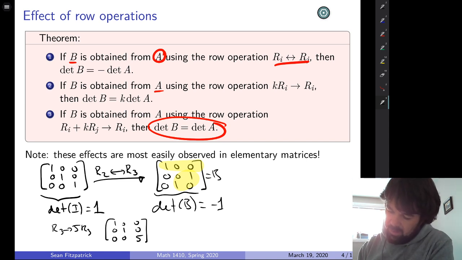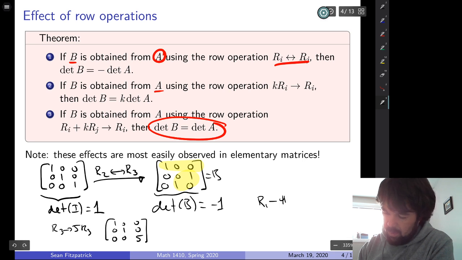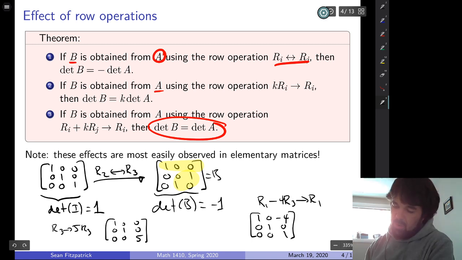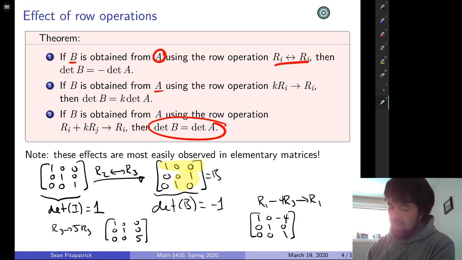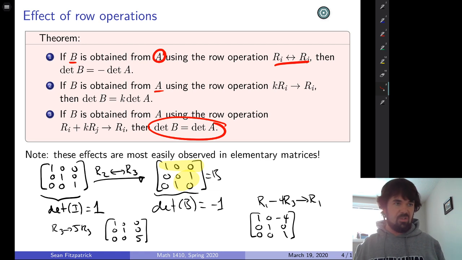And if you do something like row 1 minus 4 row 3 into row 1, one way to understand why this third type of row operation doesn't change anything is that it puts a -4 up there in the corner. Notice that your matrix is now upper triangular. So if you do that type of row operation to a diagonal matrix, you get an upper triangular, and you still multiply down the diagonal when you're doing the determinant of an upper triangular. So the determinant is still 1. If you're wondering why this works, that's one way to look at it, okay?